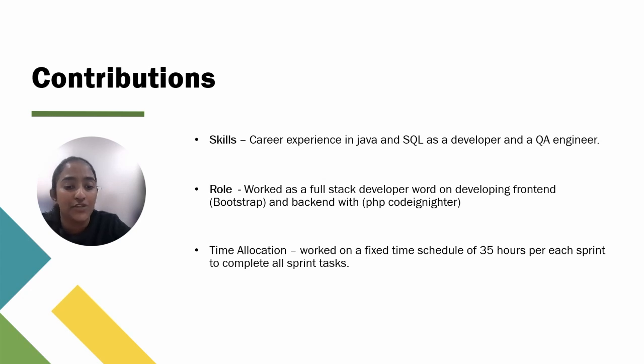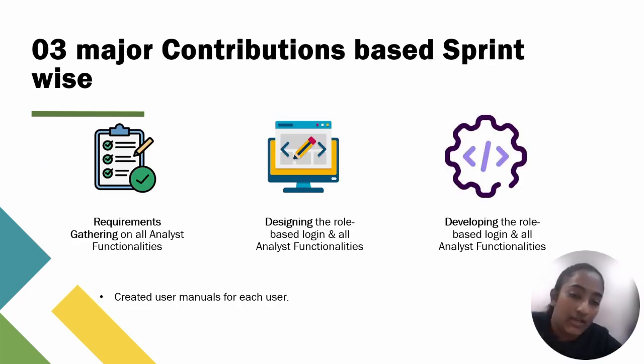The time allocation was that we worked on developing this product for three continuous sprints, and I had a fixed time schedule of nearly 35, and sometimes a bit more than 35, hours per sprint to complete all tasks. I was able to complete all my tasks by the end of sprint 3. Working as a full stack developer, I contributed in three major aspects in the three different sprints.